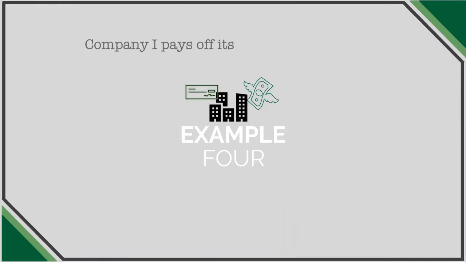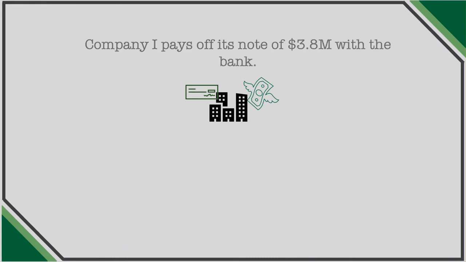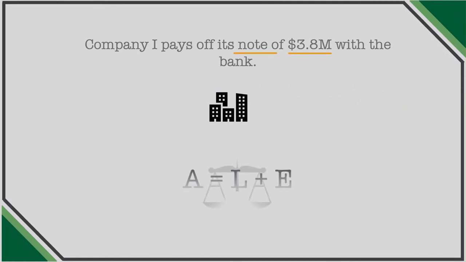In this instance, company I pays off its note of $3.8 million with the bank. The accounts that we're looking at are $3.8 million of cash and a note. So those are the two accounts. The cash is going to be considered an asset. The note is a liability. It's something that we owe to the bank in time. Our cash account is going down because we're paying the bank, and our liability is going down. We're no longer going to owe the bank any more money. So again, we're decreasing the asset side and we're decreasing the liability plus equity side, which means we're perfectly in balance.